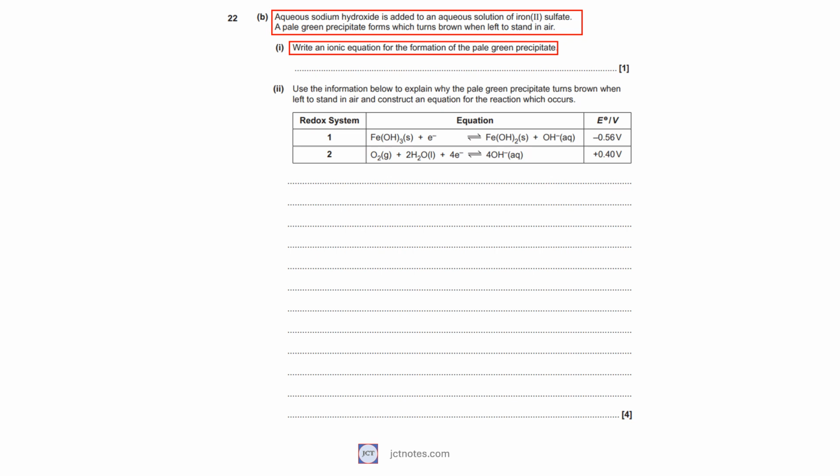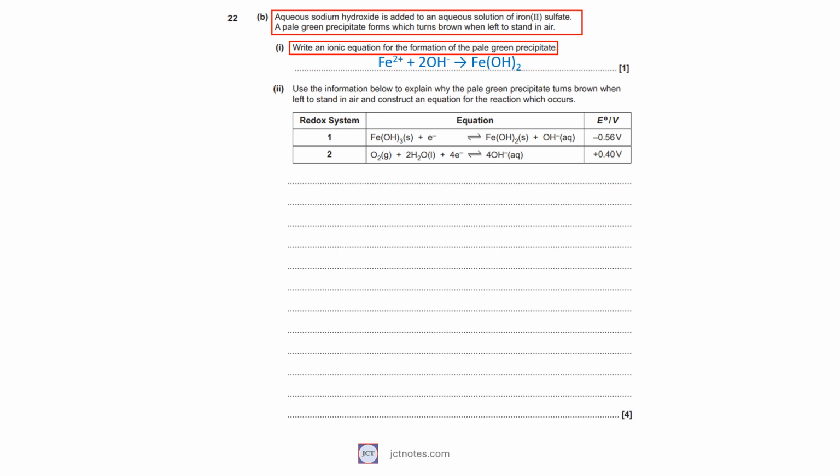I leave a link in the description where you can find the colors of precipitates from OCR. Try to learn it for the exam and have it handy in your exam preparation. The green precipitate is iron 2 hydroxide. The ionic equation for the reaction is.